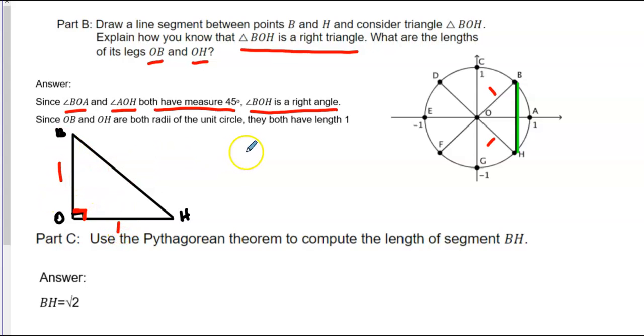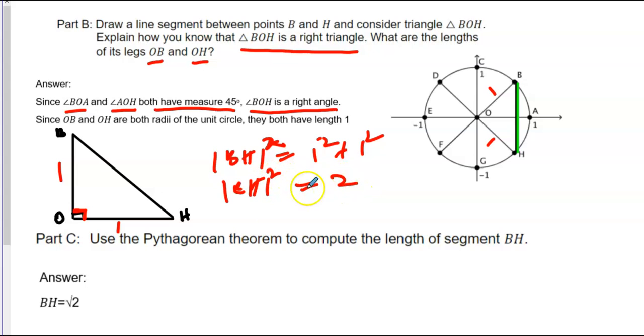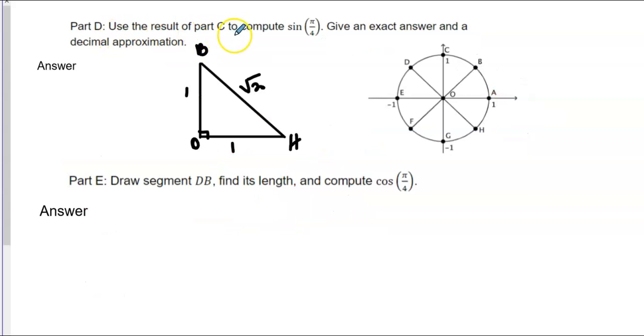Now, using the Pythagorean theorem, we know that BH squared is equal to 1 squared plus 1 squared. And this gives us BH squared to be equal to 2. And so BH is equal to the square root of 2, as shown here. Now use the result of part C to compute sine pi on 4. Give an exact answer and a decimal approximation.